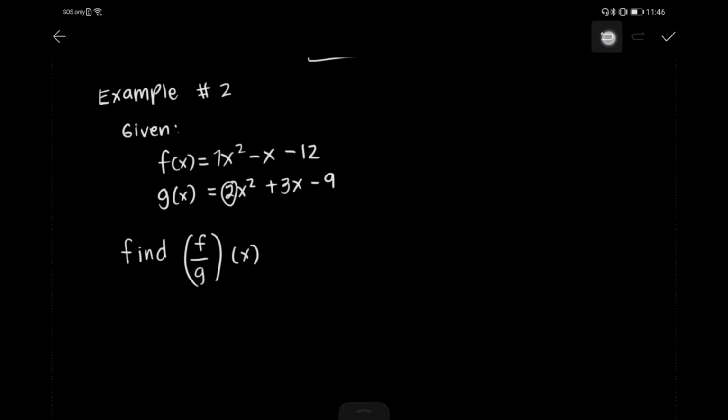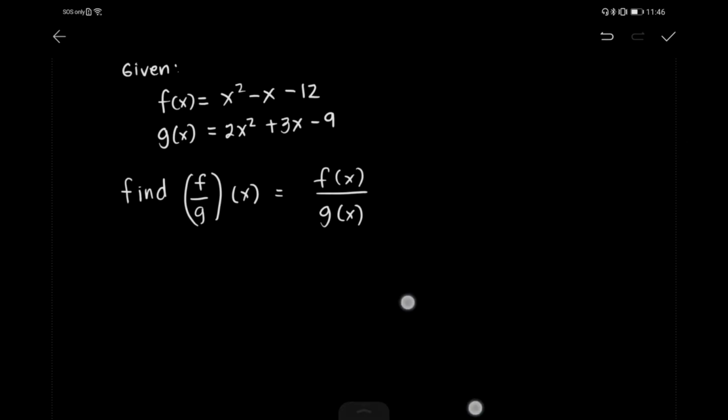Let us discuss the solution. In this case, guys, we have f of g of x. It means we're just going to divide the value of our f of x by g of x. The first step is to substitute the value of our f of x, which is x squared minus x minus 12, over the g of x, which is 2x squared plus 3x minus 9.